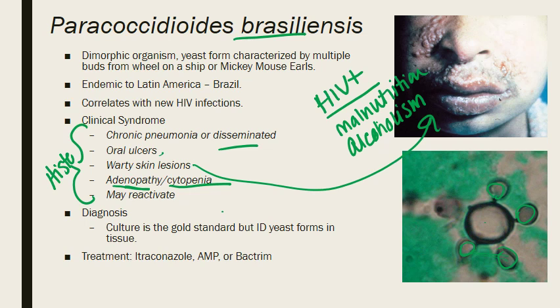You see the adenopathy. The interesting thing about this one is that it does potentially have the ability to reactivate later in life, which once again makes us wonder if the immune response is actually capable of fully eradicating it. You should use culture to identify it if you were to ever come across it. It's fairly unlikely in the US. You can also ID the yeast forms in the tissue, and here are the appropriate treatments for it.